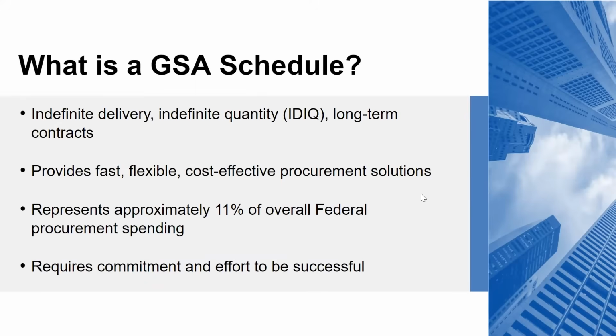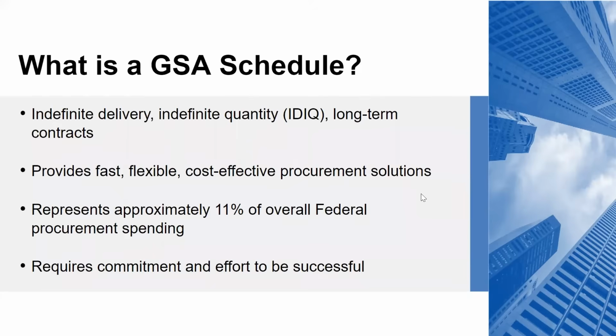So essentially, that's what an IDIQ contract is. A schedule is an IDIQ contract. And what it does is it provides our federal agency customers with fast and flexible cost solutions to procure products and services that they need to carry out their mission. The schedules represent approximately 11% in overall federal procurement spending. And that represents billions of dollars, I think to over $20 billion in federal spend.